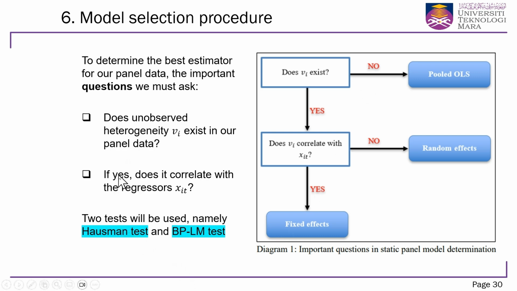Next, if we agree that the unobserved heterogeneity factor exists, we need to ask whether it is correlated with the regressors or not. If it is correlated, then we have to use the fixed effects estimation. Otherwise, just use random effects estimation. So there are two tests in the model selection procedure, namely Hausman test and Breusch-Pagan LM test or BPLM test.